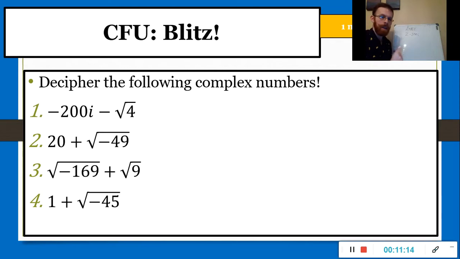Doesn't change anything. Then, I've got 20 plus the square root of a negative 49. Well, my a is already established, but that square root of negative 49, I'm going to rewrite that as 20 plus square root of 49 i. I am skipping a step. Instead of writing that square root of negative 1, I'm just writing an i, since that's what I'm going to do anyways. Then that simply becomes 20 plus 7i.